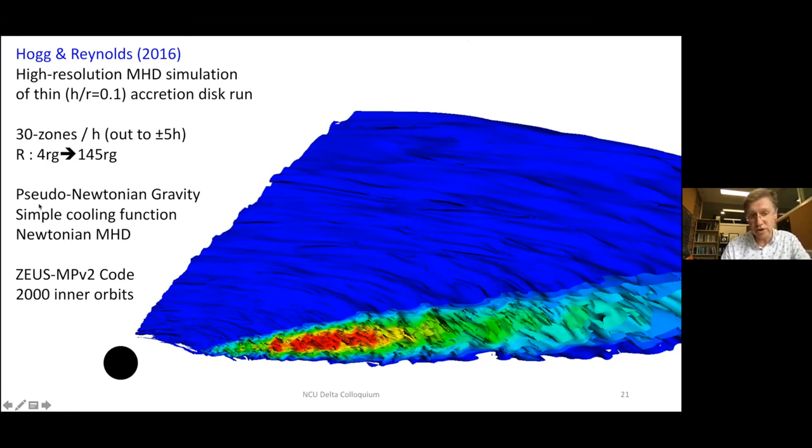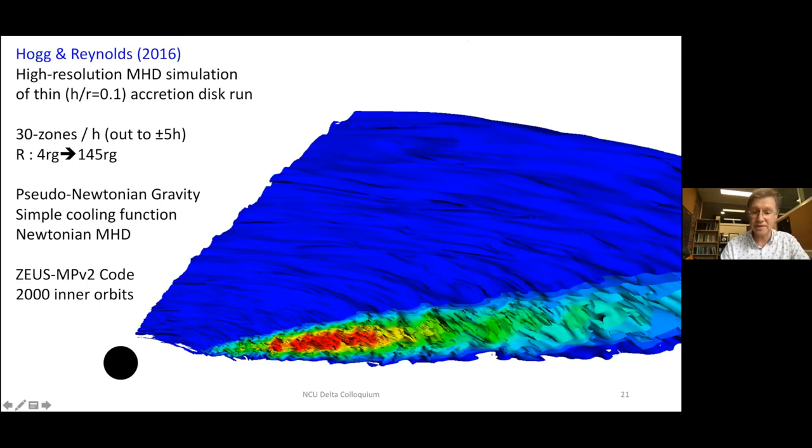We do pseudo-Newtonian, meaning that we modify the Newtonian potential. It's not 1 over r. We have 1 over r minus the spatial radius. And that actually changes the gravitational potential, which gives us a first order approximation to GR. In particular, it gives us the innermost stable circular orbit, which you can see in this rendering as a location where suddenly the disk density becomes very small, because inside of here, the disk is basically plunging inwards into the black hole.